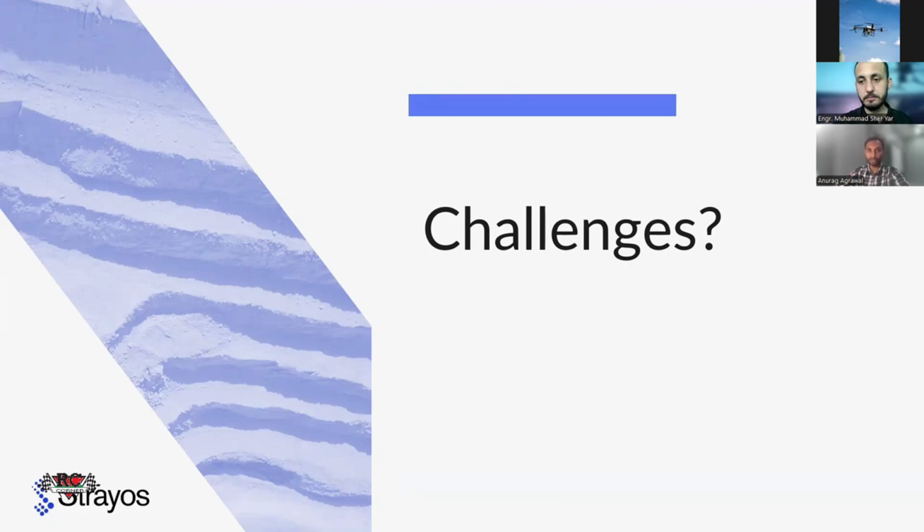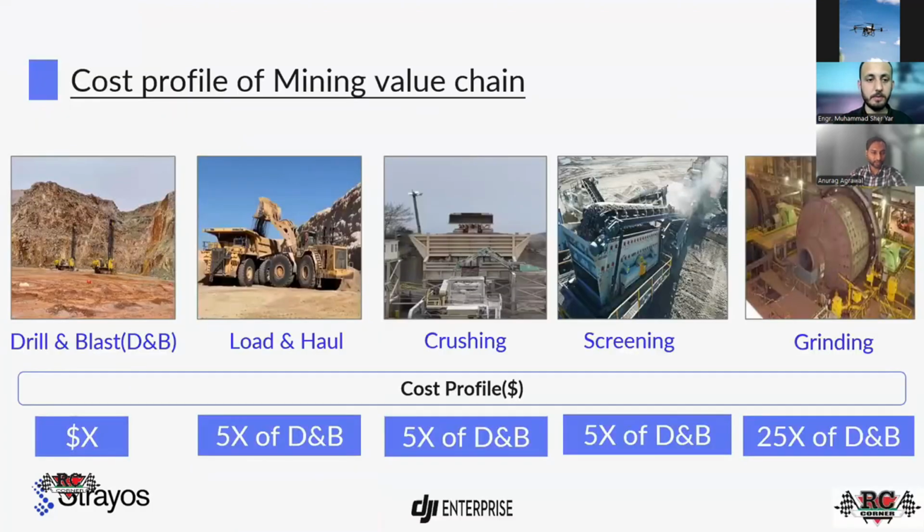If I convert this into the cost profile, let's consider X amount is what we are currently spending on drilling and blasting. If our blast results are not positive, that will definitely incur costs on the loading and hauling side, and similarly in crushing, screening and grinding. So currently we are facing many issues in drill and blast as well as the downstream process. In loading and hauling, crushing and screening, we are spending 5 times more than on drill and blast because of the non-positive results. Similarly, on the grinding side, our expenditure is near 25 times the drill and blast.